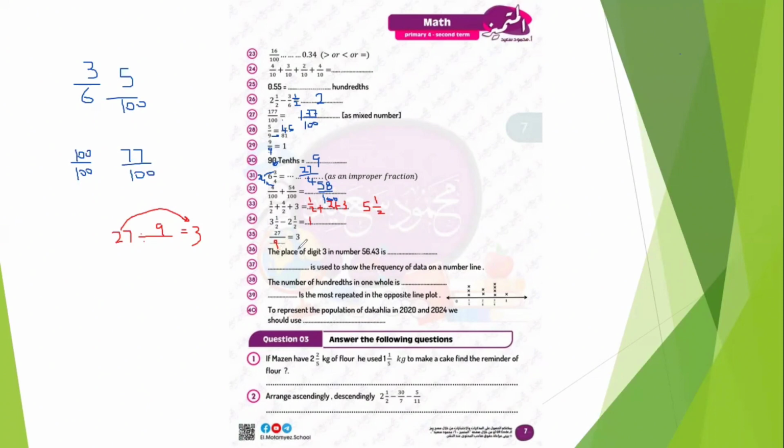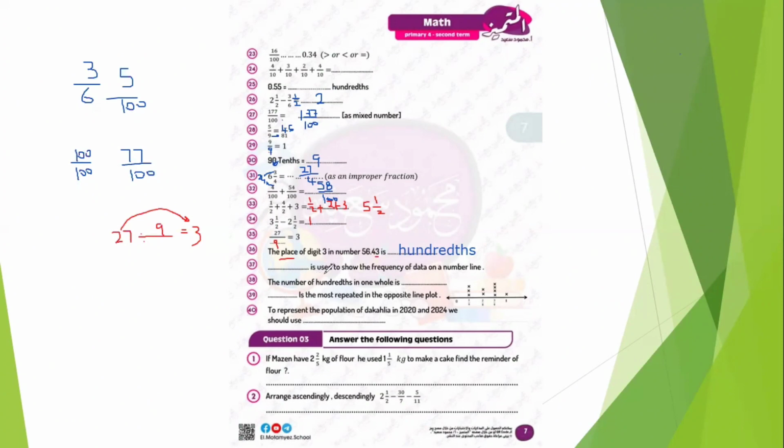36. The place of 3 in the number is... We said place or place value means where. It's in the 100th place. This is the units place, 10th place, 100th place.